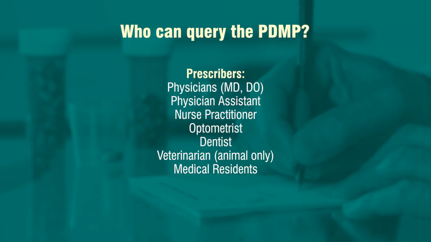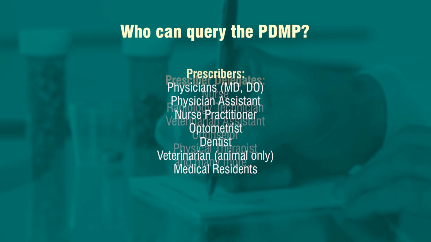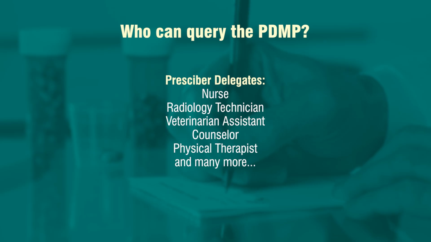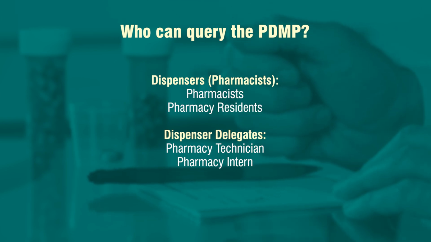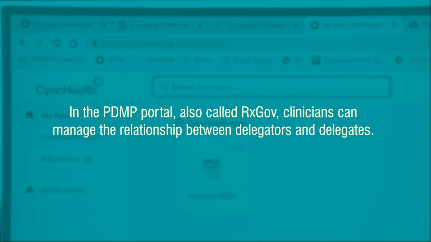Prescribers include licenses such as doctor, physician assistant, nurse practitioner, dentist, veterinarian, and medical resident. Prescriber delegates include licenses such as a nurse, veterinarian assistant, radiology technologist, and others. Dispensers are pharmacists, and dispenser delegates are pharmacy technicians. In the PDMP portal, also called RxGov, clinicians can manage the relationship between delegators and delegates. We'll talk more about how to set up these relationships later.